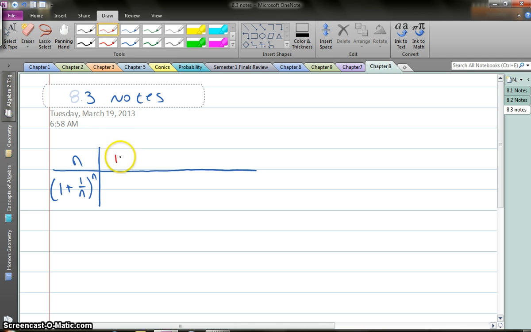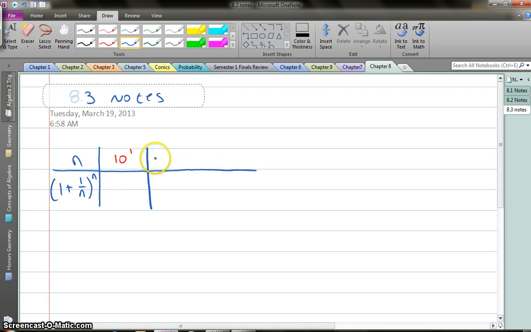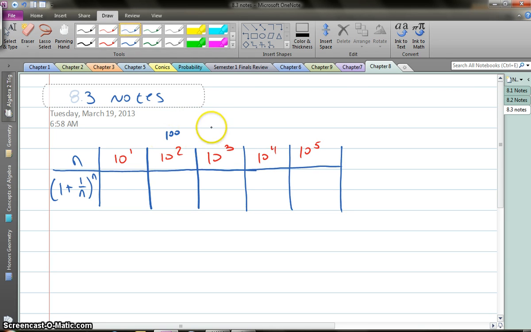Let's say n is 10 to the first power, so n is just straight up 10. Now, if you look inside the fraction, we have 1 plus 1 over n. As this continues to get larger, what happens to our fraction? Because if we went 10 squared, that would be 100. If we went 10 to the third, and I'm going to keep this going all the way to 10 to the fourth, 10 to the fifth, my n value is going to be increasing: 100, 1,000, and so on.